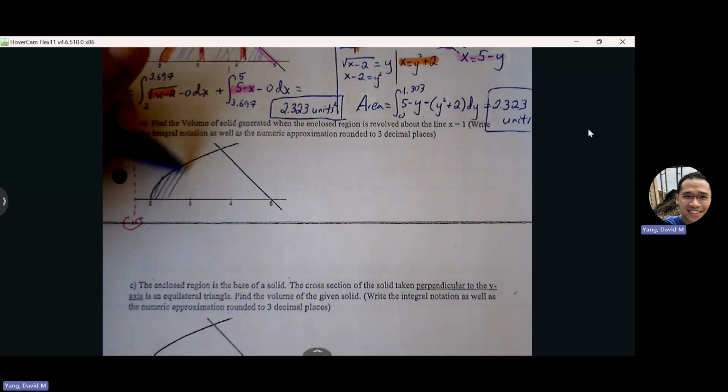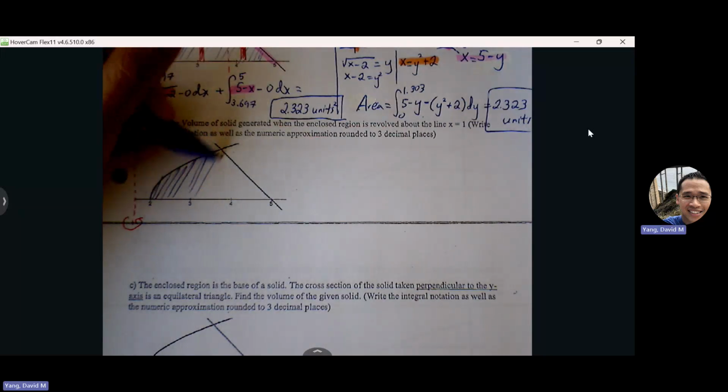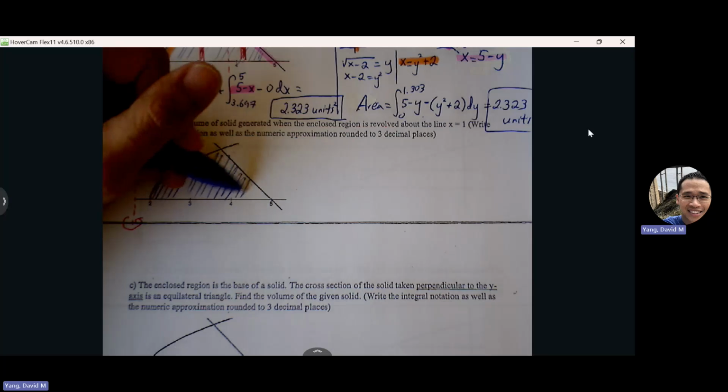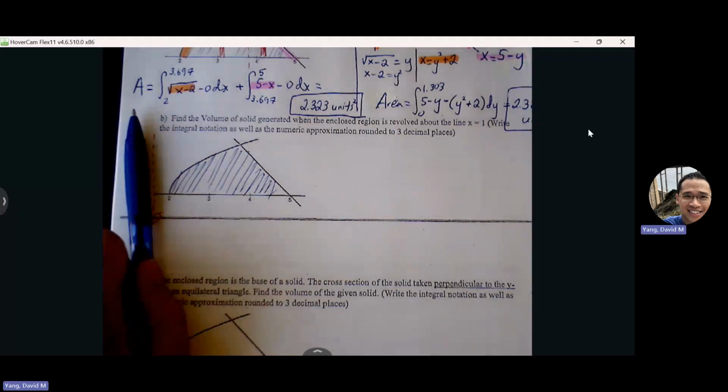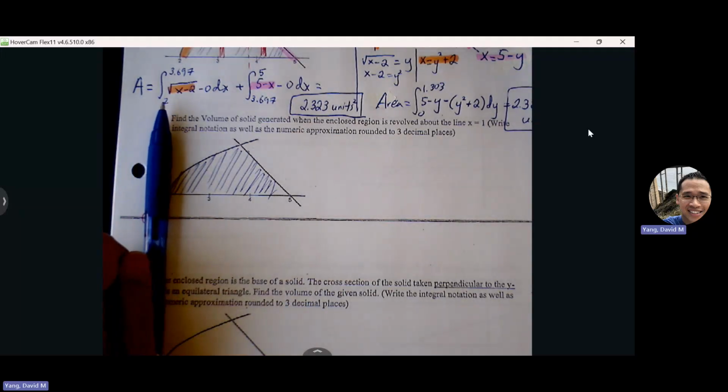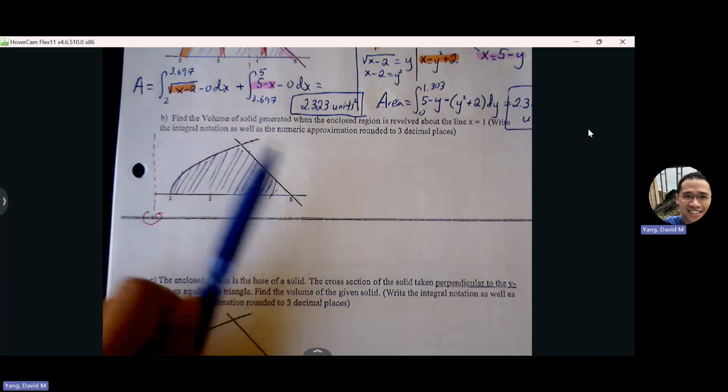Okay, we know that we have a rotation going on here. So it's either disk or washer method. Which one would it be? Washer method. Now, what if the dotted line was up here touching the curve at 2? Still washer. Why is that? I know it's touching, but why is it still a washer? Okay, it's not a flat surface.